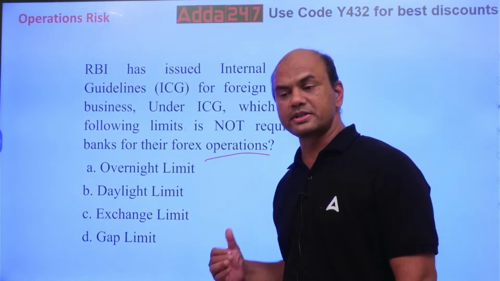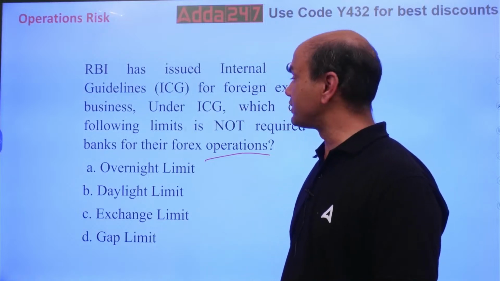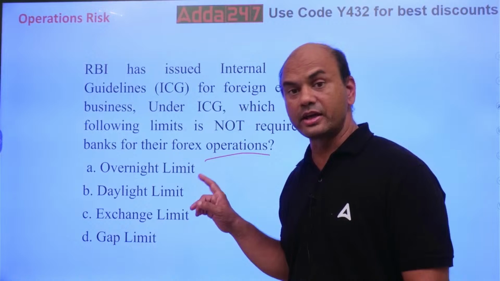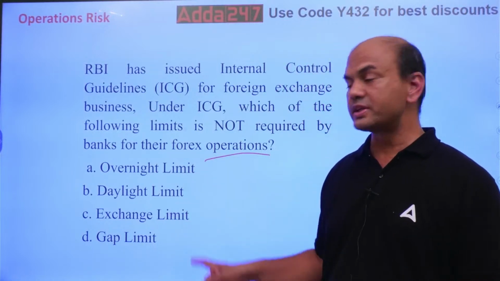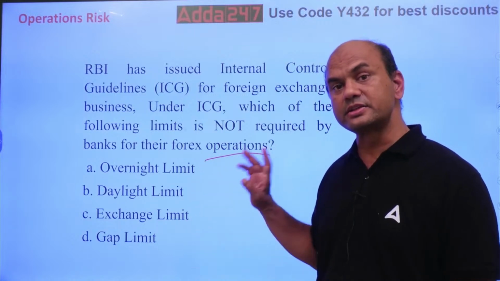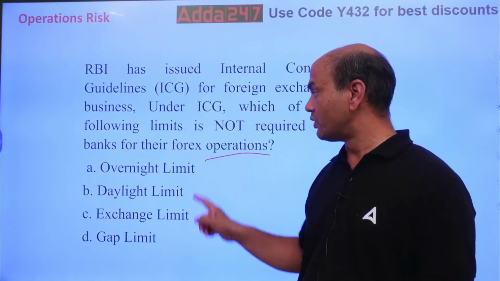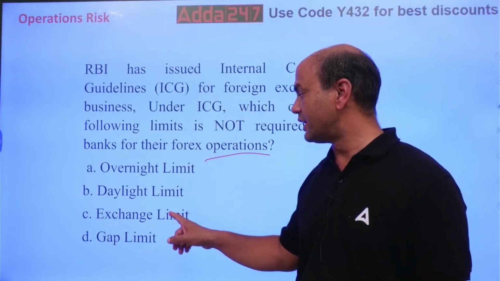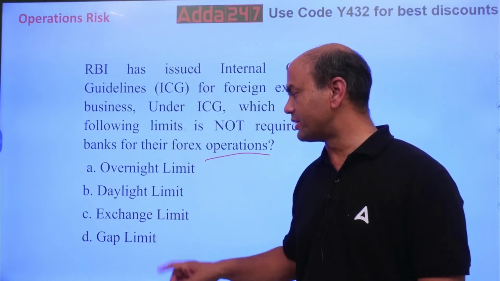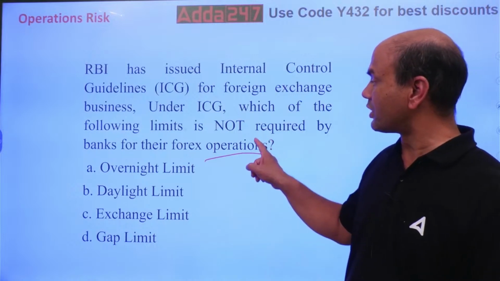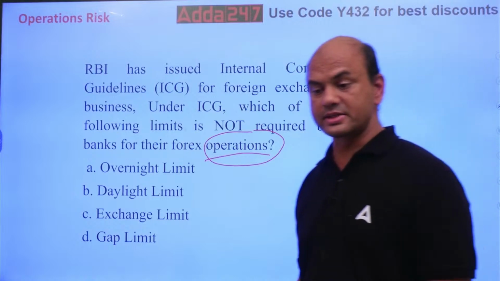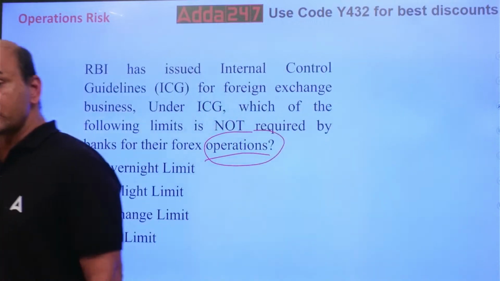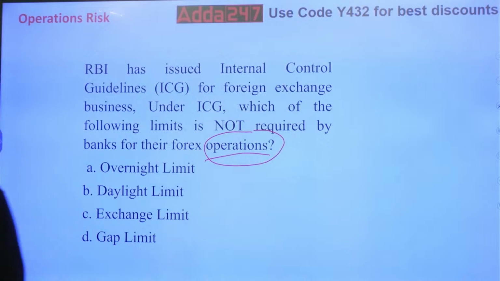Again, here comes the operations risk. Which of the limits are not required? Because what did I say? Checklist. Checklist is over here. Which of the points are not there in the checklist, not required in the checklist? Overnight limit, daylight limit, exchange limit and gap limit. Now we are talking of only operations risk. Okay, we are only talking of operations. So which of them is not included in the operations risk? Overnight, daylight, exchange and gap.